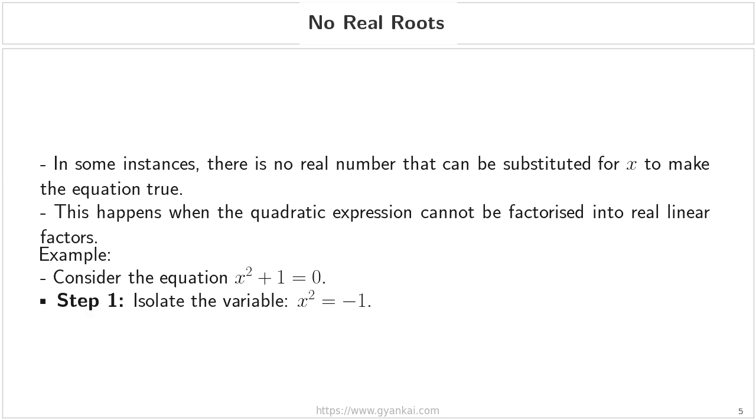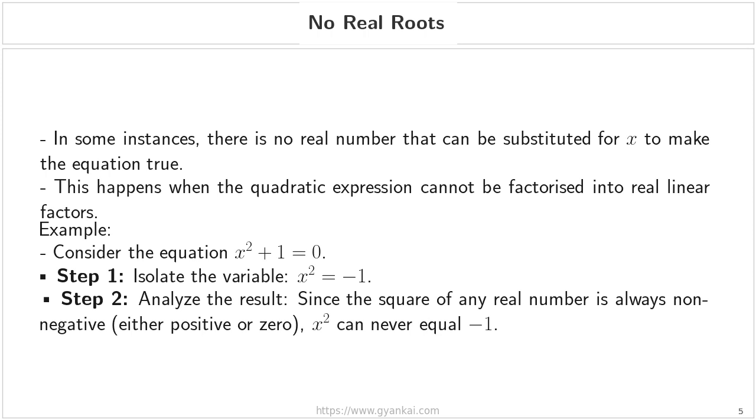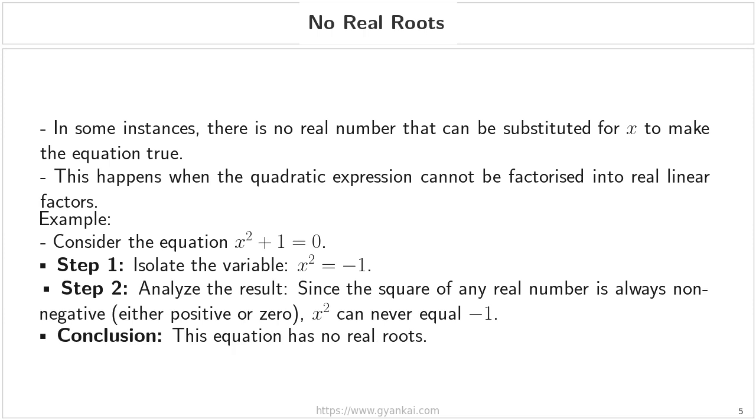To analyze this, let's follow a simple process. First, we isolate the variable by subtracting 1 from both sides, which leaves us with x squared equals -1. Now let's look at the result and analyze it. Think about the nature of squaring numbers. Since the square of any real number, whether that number is positive, negative, or even 0, is always non-negative, it is impossible for x squared to ever equal -1. Therefore, our conclusion is that this equation has no real roots.